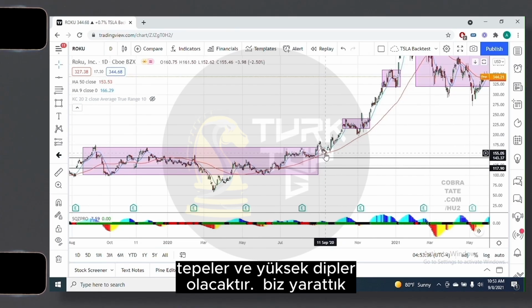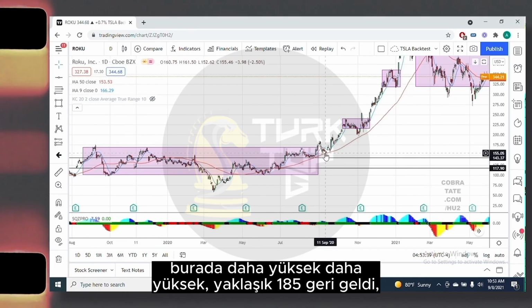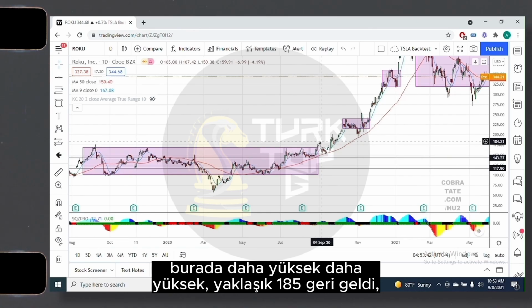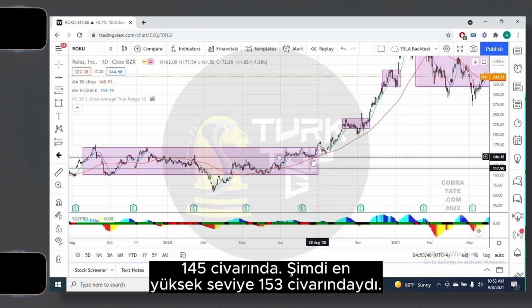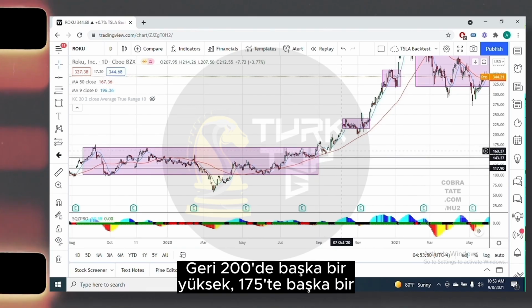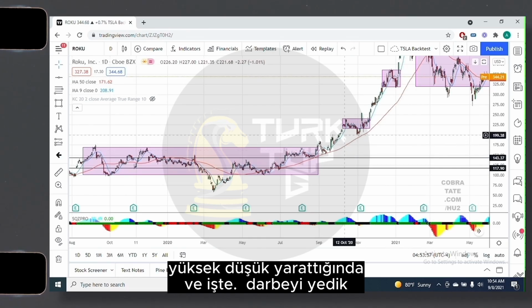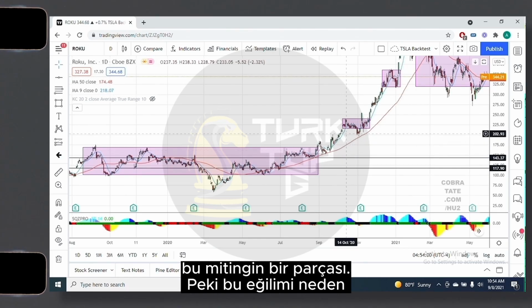In this case, it will be a series of higher highs and higher lows. We created a higher high here around 185, came back, and created a higher low, because the previous low was the first zone around 145. Now the higher low was around 153. Went back, created another higher high at 200, another higher low at 175. And voila, we had the blow-off top part of this rally.